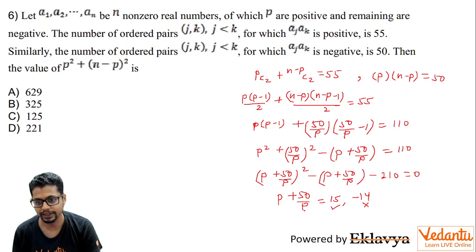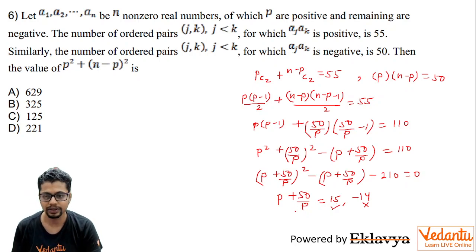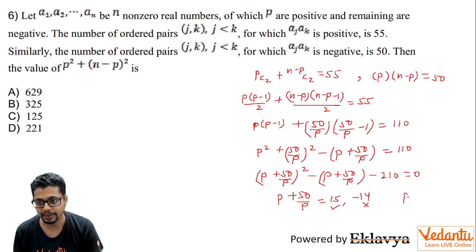Why? Because p is positive, so p plus 50 by p should be positive. So here what you have is p plus 50 by p equal to 15. Now you may get a quadratic in p and solve it, or just by observation, given that p is supposed to be a natural number, you can say p can either be 5 or 10.